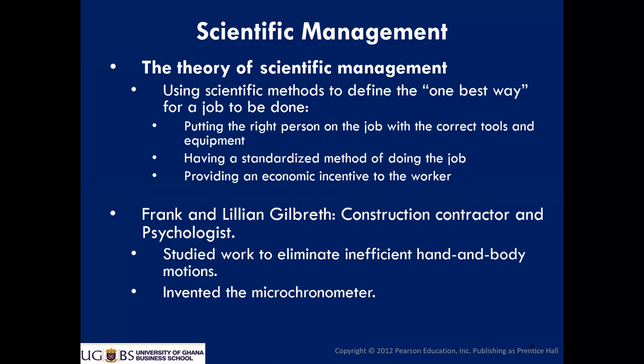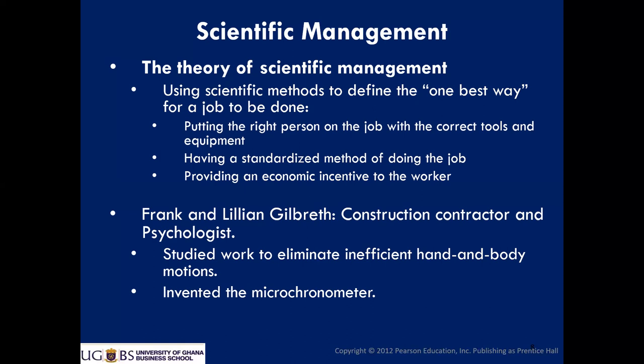So under scientific management, we're using scientific methods to define the one best way for a job to be done. Because remember, we are talking about rationality. We are talking about making workers and organizations efficient. So if we want to make workers and organizations efficient, then what is that best way for jobs to be done? It means that we put people at the right place, okay, on the right job, give them the correct tools and equipment to work. We also standardize the method of doing the job.